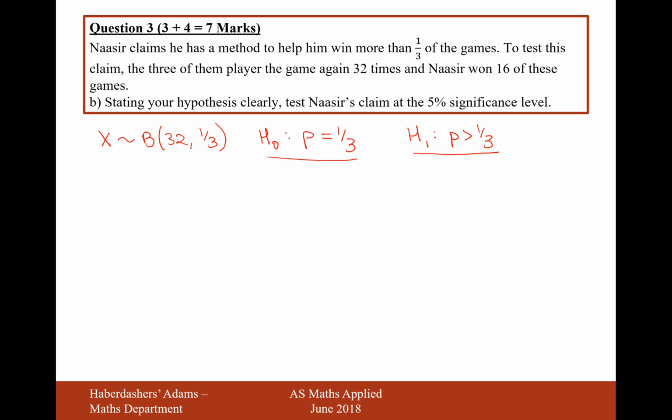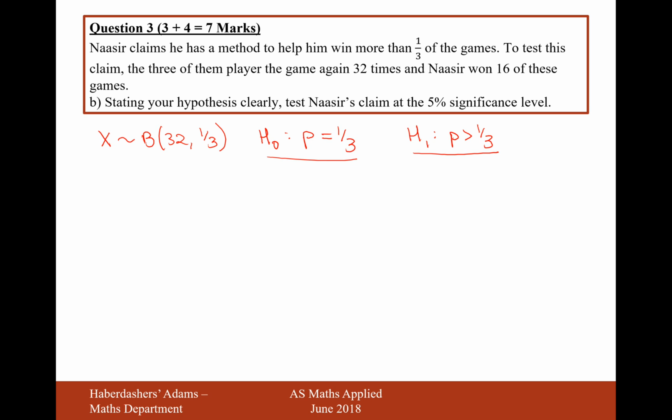But was it maybe just chance that Nazir won 16 times out of 32 if the probability was still 1/3? So we've got to eradicate the possibility that Nazir may have won 16 times just out of chance. You'd expect him to win about 10 or 11 times, so it's feasible that 16 could have been won just by chance, with the probability still equal to 1/3 of each of those games being played.